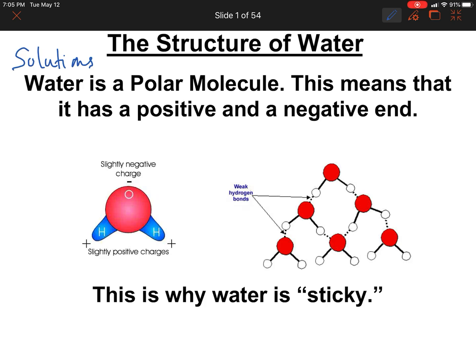So solutions, of course, often involve water. If I asked you to make a solution of something, it would often involve water. So that's why it's important for us to learn about water and how it works, really. So water is what's called a polar molecule.